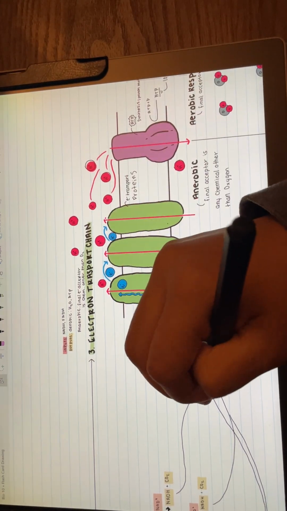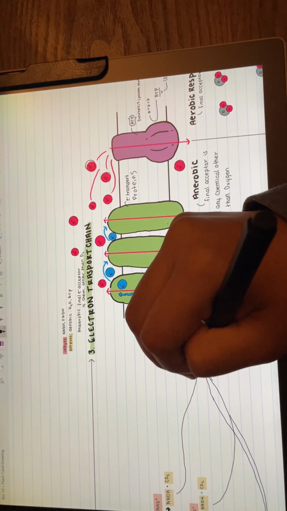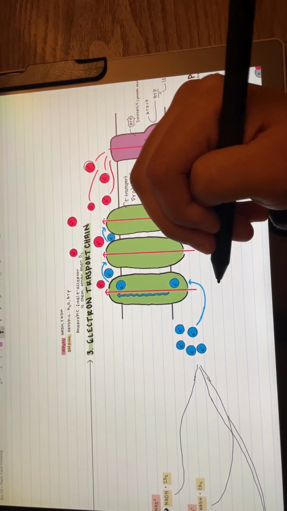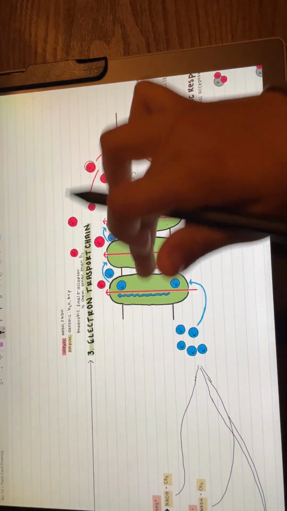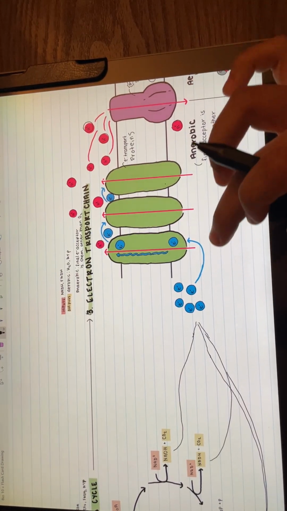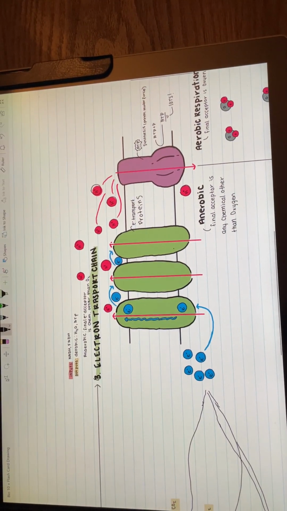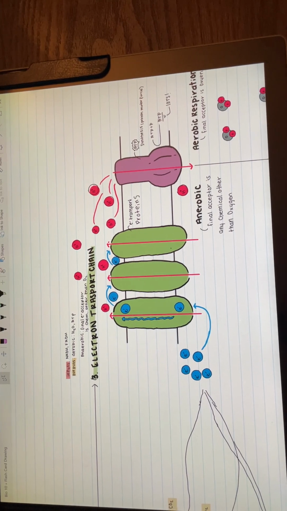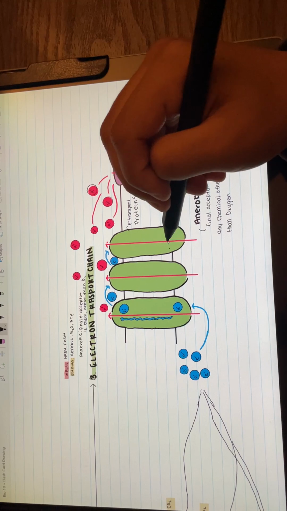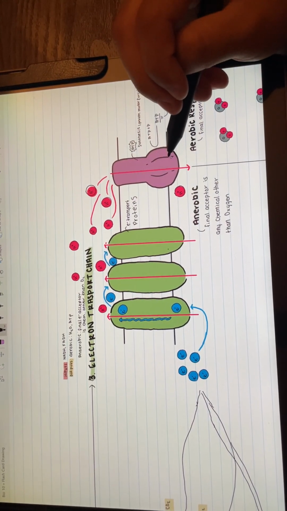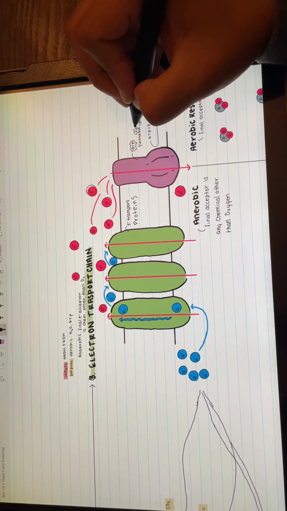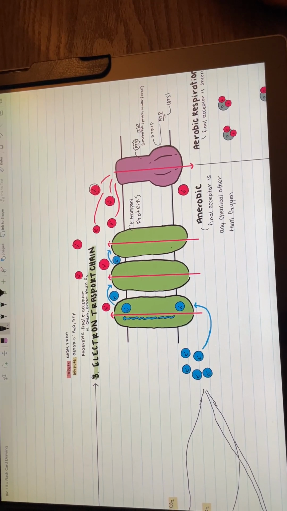So here we see that all of these electron carriers carry all of these electrons into the last step, which would be step number 4. And then here we can see what the electron transport chain consists of. We have 3 electron transport proteins and ATP synthase, because it is an enzyme.